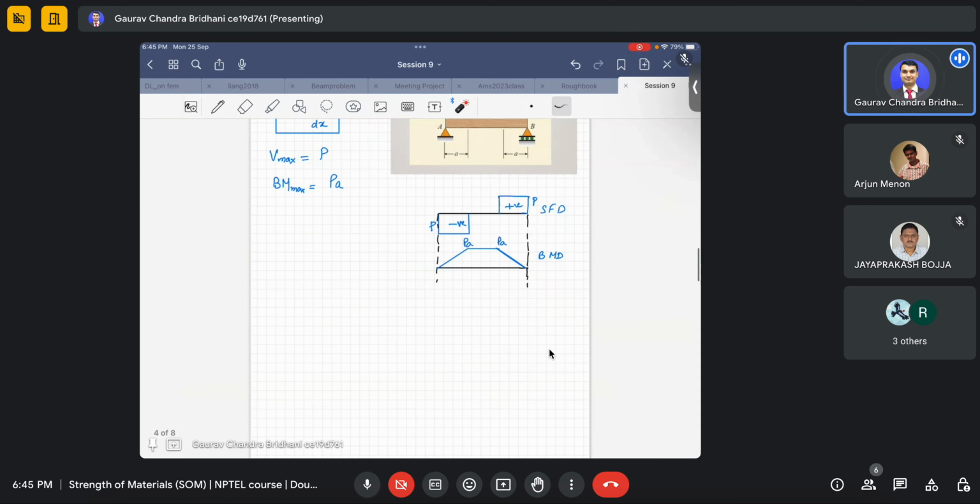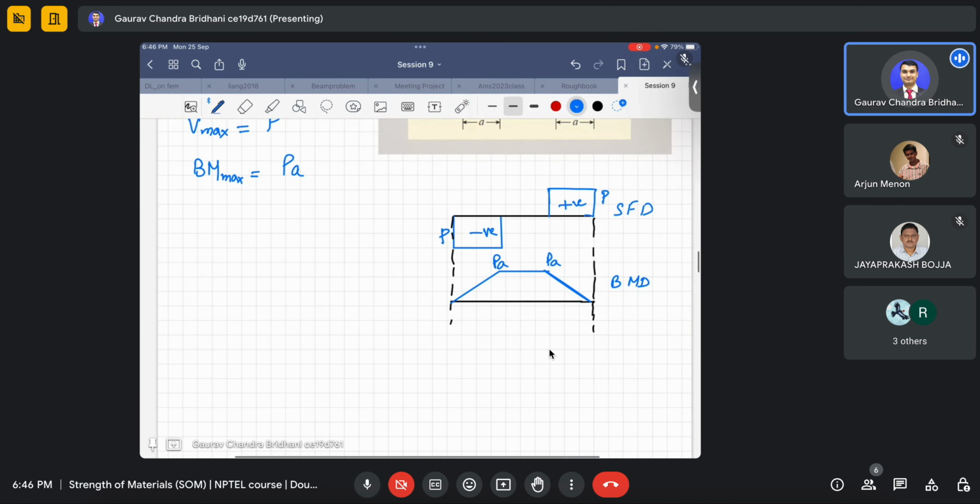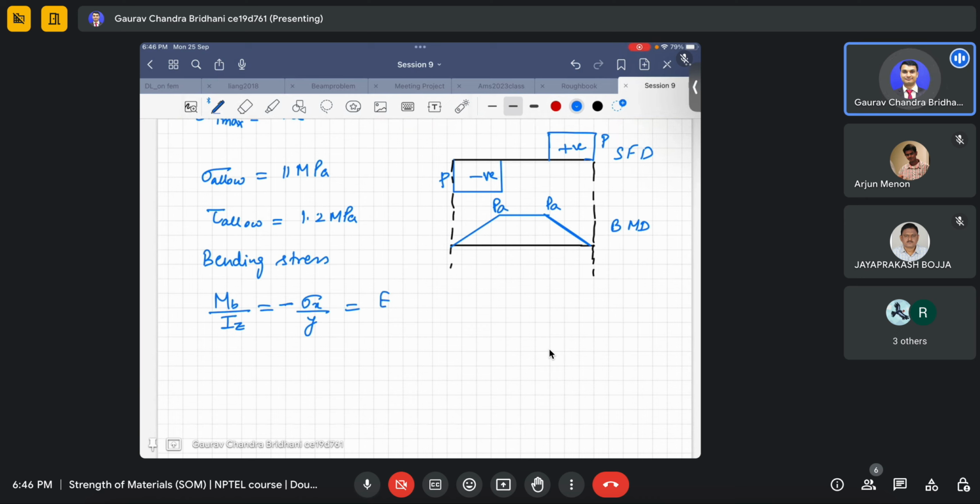So I'll rewrite those values here. We have sigma allowable is 11 MPa and tau allowable is 1.2 MPa. So let's focus first on bending stress. We have our famous equation: Mb upon Iz is equal to minus sigma x upon y is equal to E upon rho.